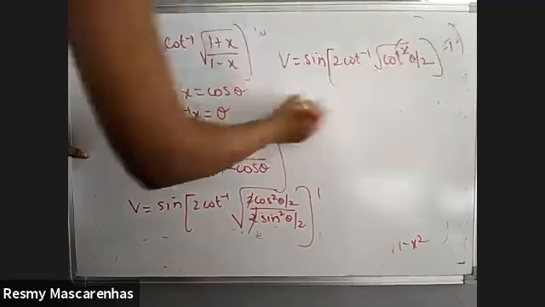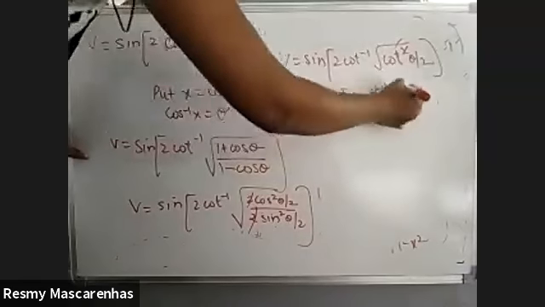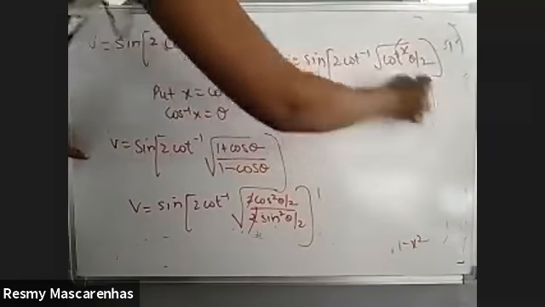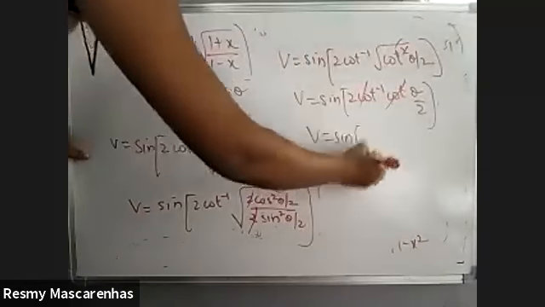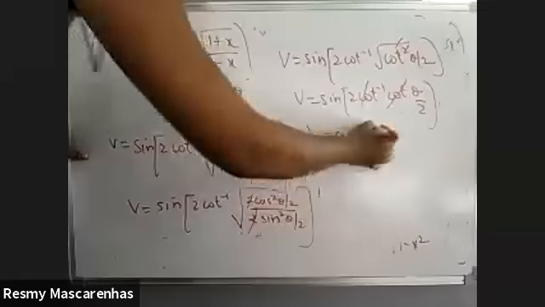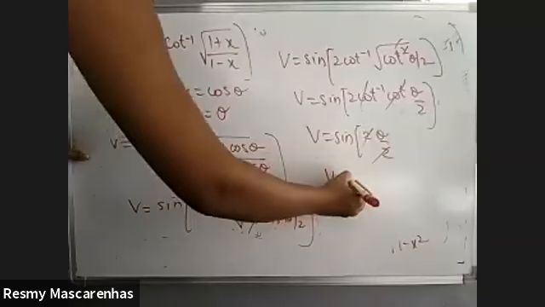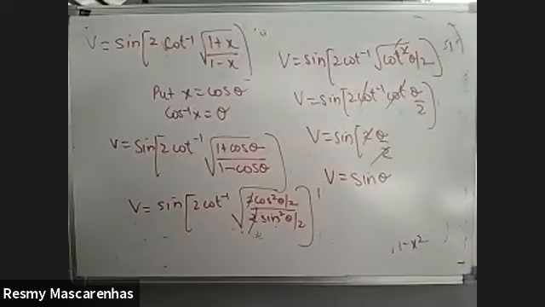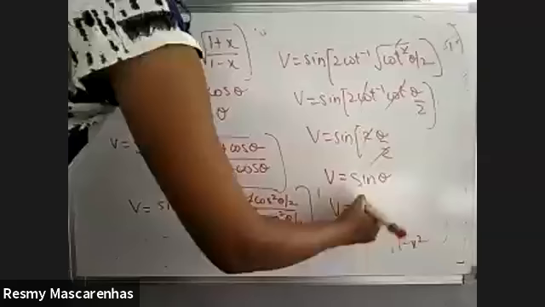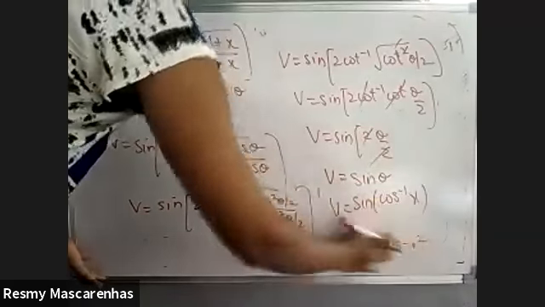Root and square will cancel. Again, cot inverse and cot will cancel. Again, 2 and 2 will cancel. So what you'll get is sine theta. Okay, now resubstitute. Don't forget, don't directly differentiate. So v will be equal to sine of cos inverse x.